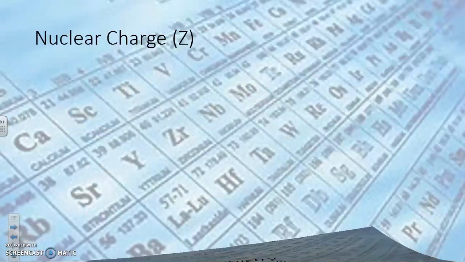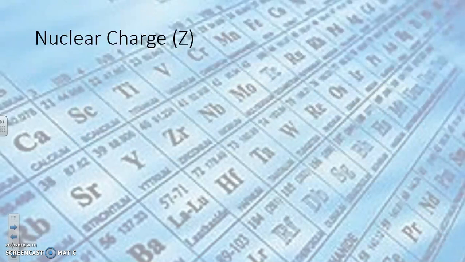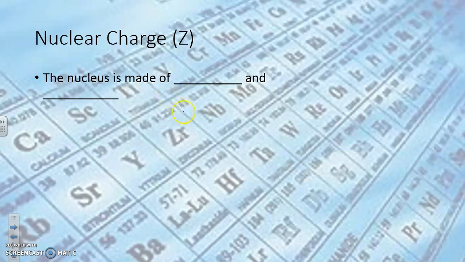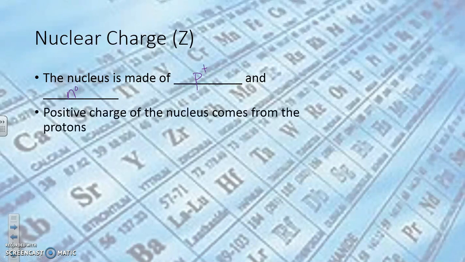Okay, let's look at nuclear charge first. Nuclear charge has the symbol Z. The nucleus we know is made up of protons and neutrons, and the positive charge of the nucleus comes from the protons that are inside.